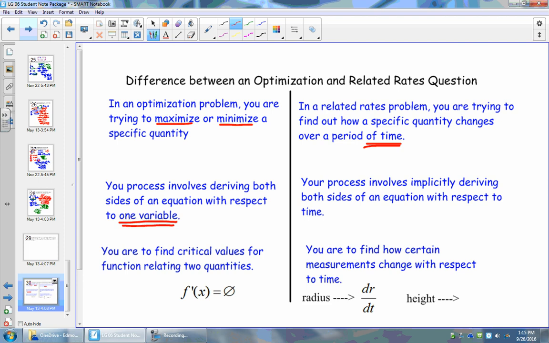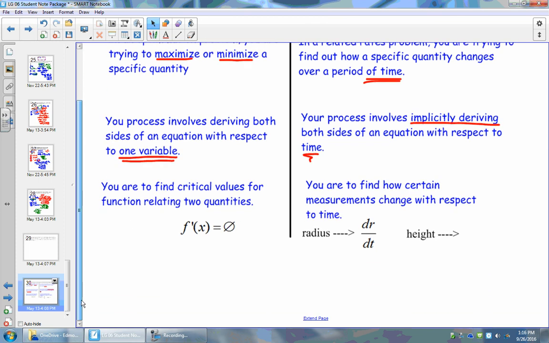Okay? Your process involves implicitly deriving both sides of the equation with respect to time. You are trying to find how certain measurements change with respect to time. So your radius, your height, etc. So this again is just kind of a summary of what we've done in the last couple of learning guides because it is a bit of an information overload.